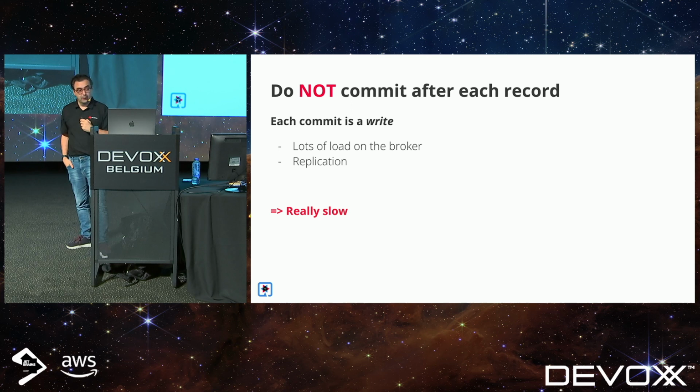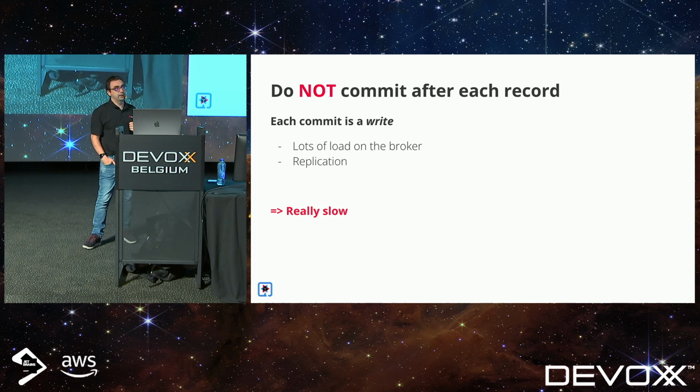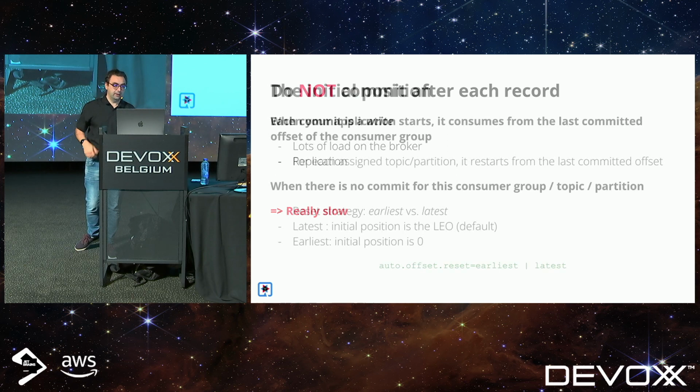As I said, do not commit after each record, because each commit is a write. A write can be slow and so on. So you need to accumulate and then write.